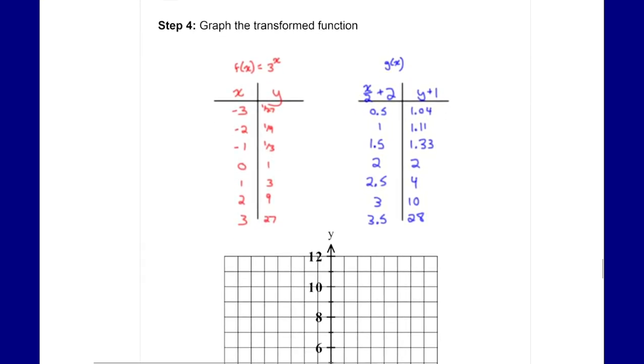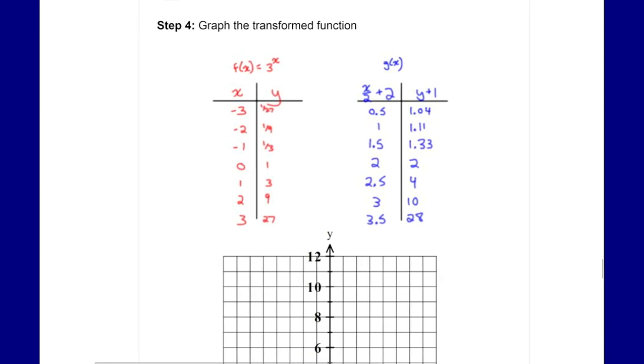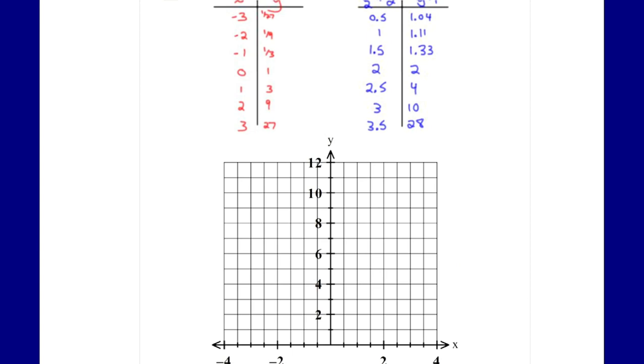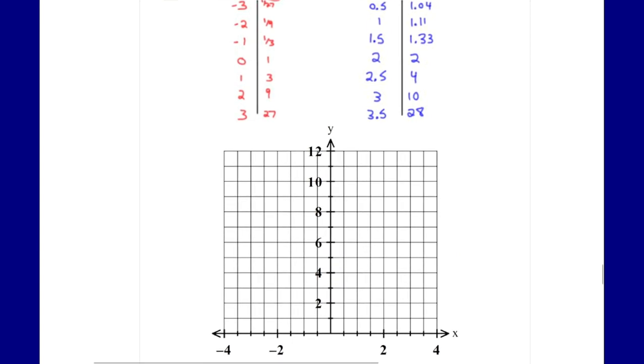When I go through now, I'm just wanting to graph the transformed function in this case. So I'm just going to go through and plot the points. When x is a half, y is about 1.04. At 1, it was 1.11. At 1.5 it is about 1.3. At 2, it was 2. At 2.5, it was 4. At 3, it was 10. And at 3.5, it was 28, which is going to be off our graph.